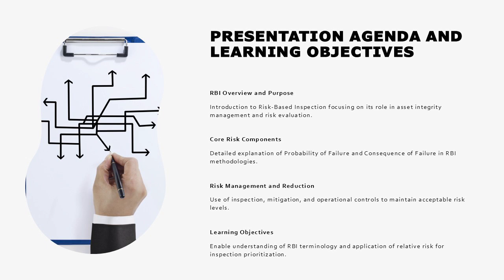A dedicated section explains the role of inspection in reducing uncertainty and supporting risk-informed decisions. The presentation then introduces the important distinction between relative risk and absolute risk, clarifying why API RBI methodologies primarily rely on relative risk ranking rather than precise numerical risk values.